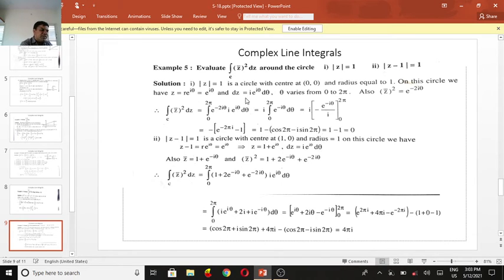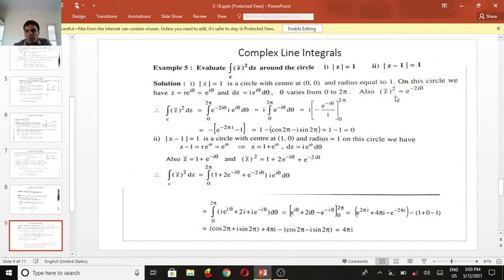So what's the derivative here? dz should be equal to i e power i theta d theta. Now theta varies around the circle from 0 to 2 pi. Then you know the given z and dz.